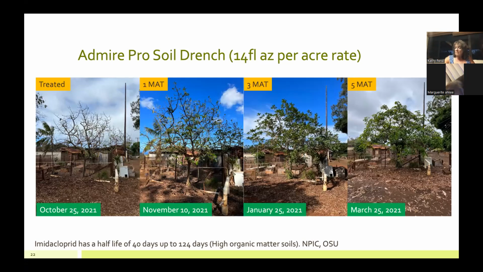The reason why I did it in October is that typically avocado fruits or flowers in March to May, depending on the variety. So I wanted to make sure that the product was no longer effective out to that point, to make sure I'm not hindering or affecting any of the bee pollinators in the area.